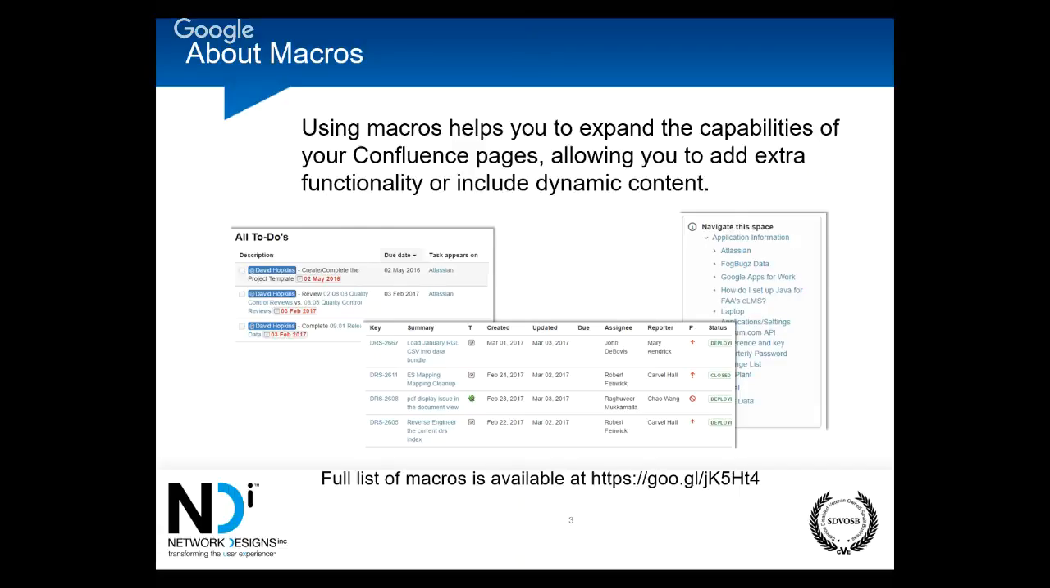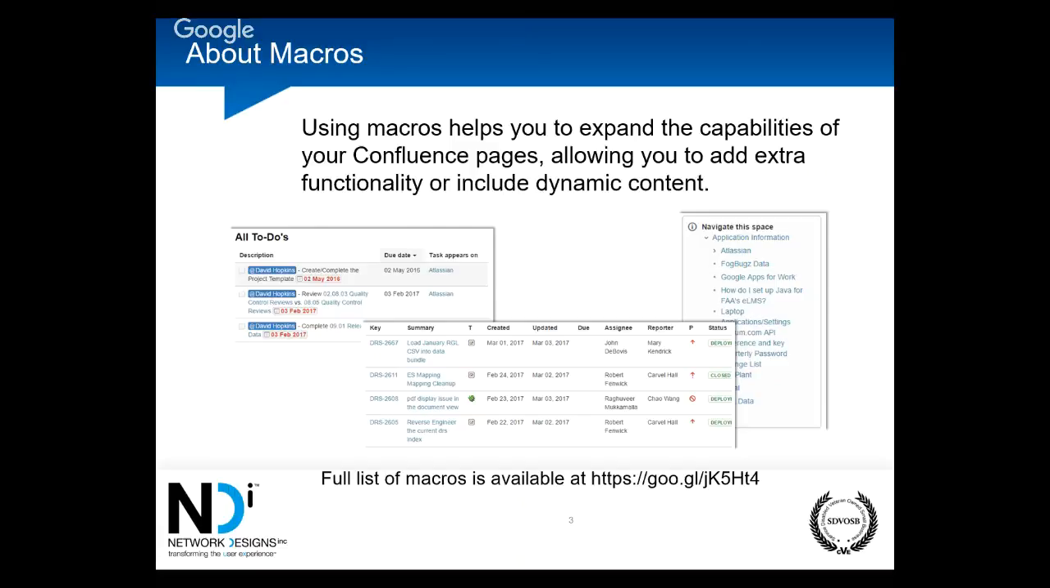So a little bit about the macros. Macros help you expand the capabilities of your Confluence pages. They allow you to add all kinds of different functionality. The full list of macros, as you can see down on the bottom of the page, is a Google shortcut that links you to a page in our Confluence site that has all of the macros that we have installed. There's a couple of examples of them here on this page.